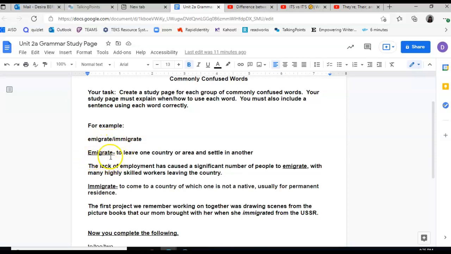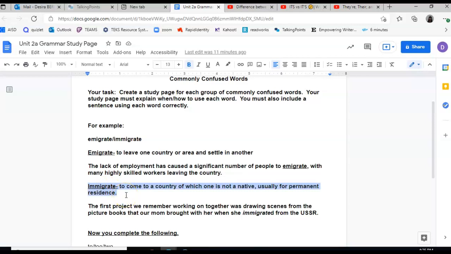Emigrate with an E means to leave one country or area and settle in another. So now I've explained when and how to use the word. So now here's my sentence using it correctly. The lack of employment has caused a significant number of people to emigrate, with many highly skilled workers leaving the country.